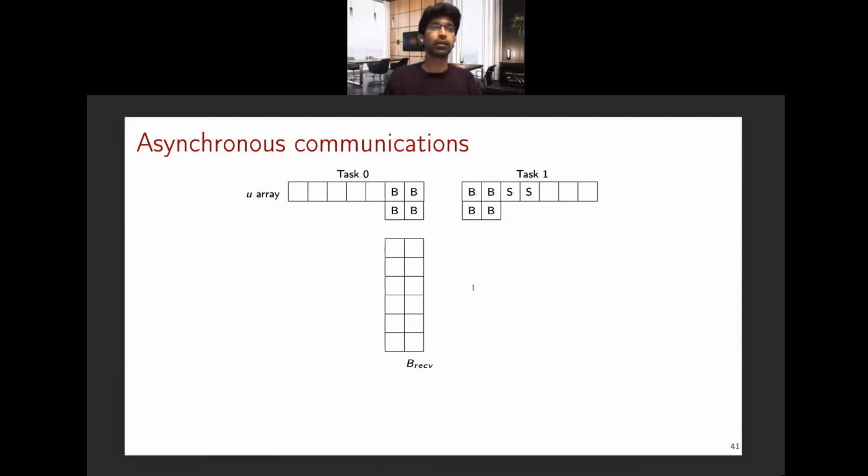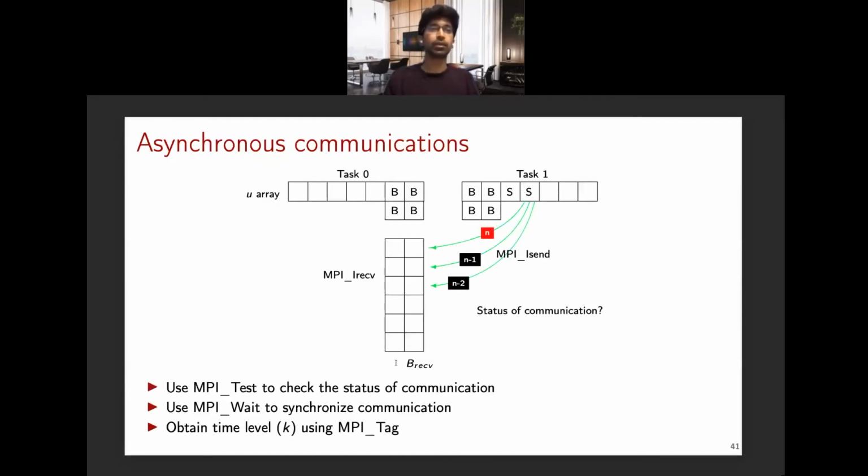To do that, we have developed a new scheme which uses what is called a ring buffer. This is the additional buffer that we create. The S values are the values that we want to send from task 1 to task 0, or from the right processor to the left processor. B are the buffer points. So instead of sending the S values directly from the right to the B values of the left, we first send them to the buffer. So here we have 3 pipelines of messages going on.